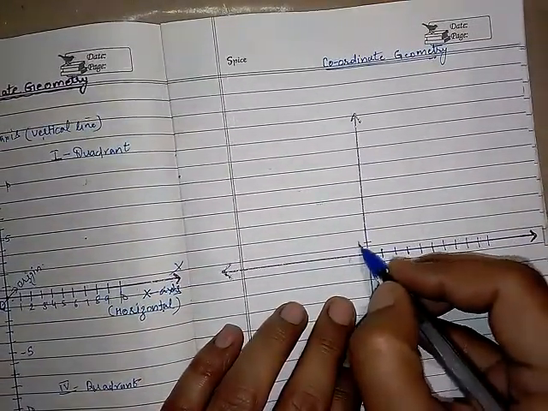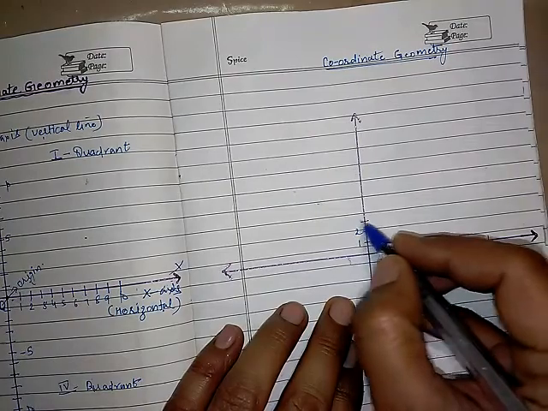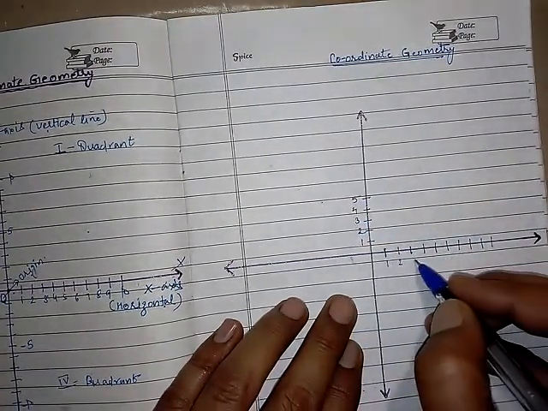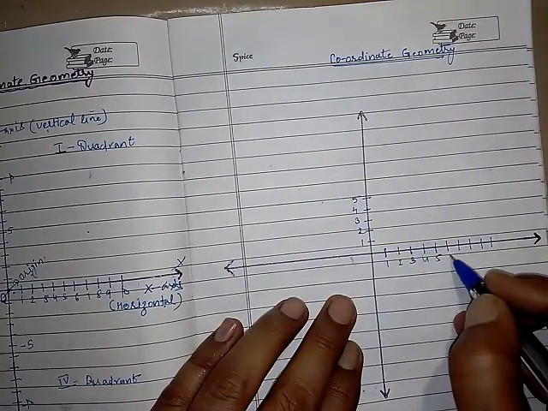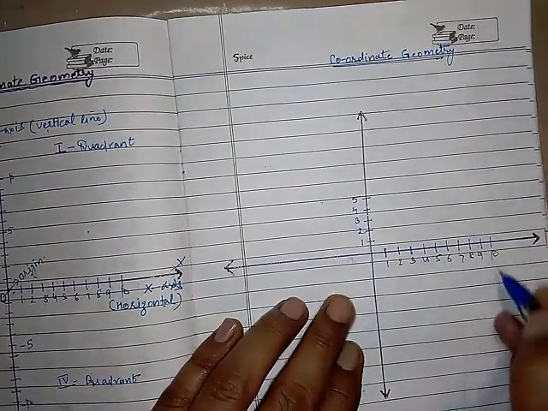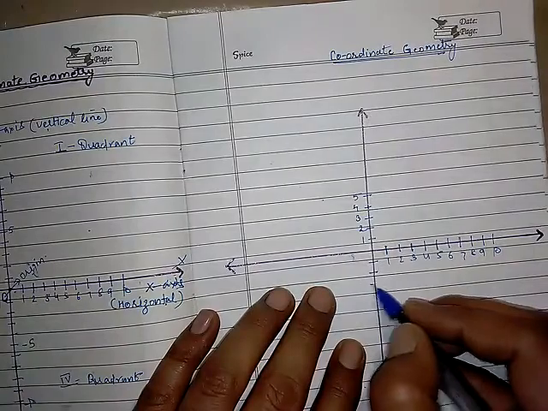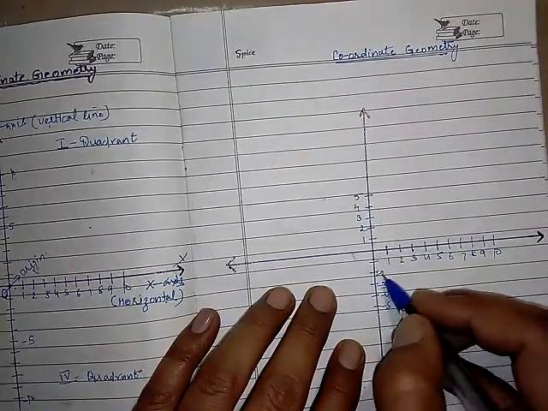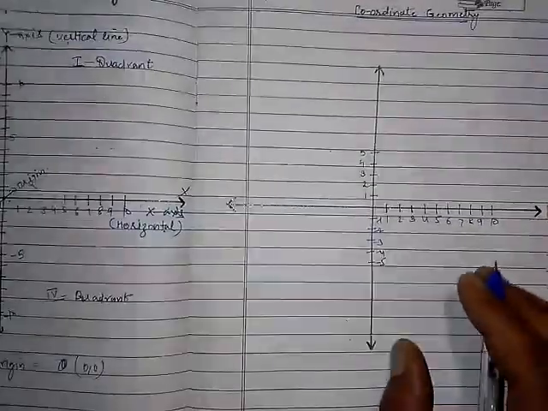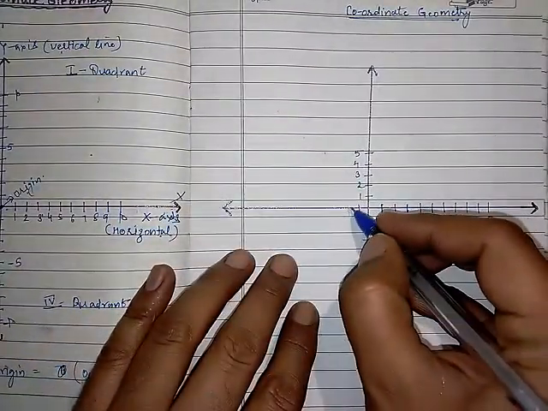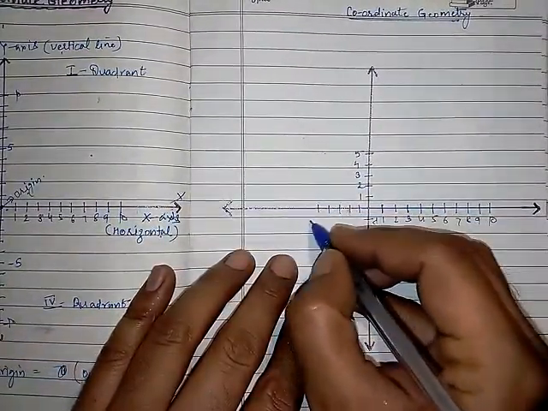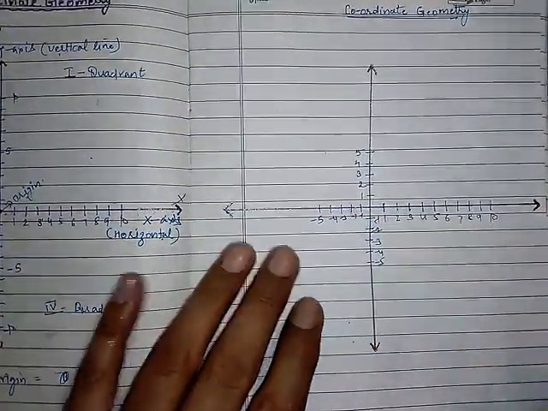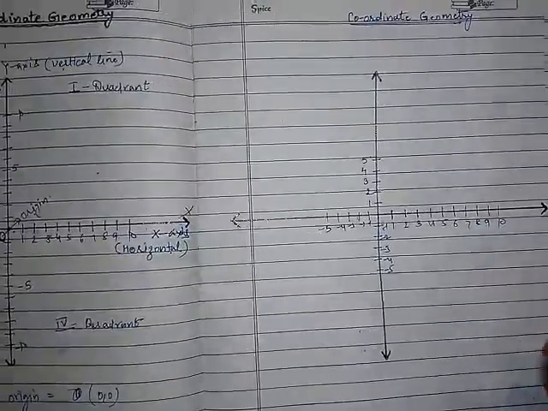Suppose here it is 1, 2, 3, 4, 5. Here also 4, 5, 6, 7, 8, 9, 10. Then 1, 2, 3, 4, 5 and minus 5, minus 4, minus 3, minus 2, minus 1. So here also 1, 2, 3, 4, 5. This is negative 5, negative 4, negative 3, negative 2, minus 1. So you can mark according to yourself.